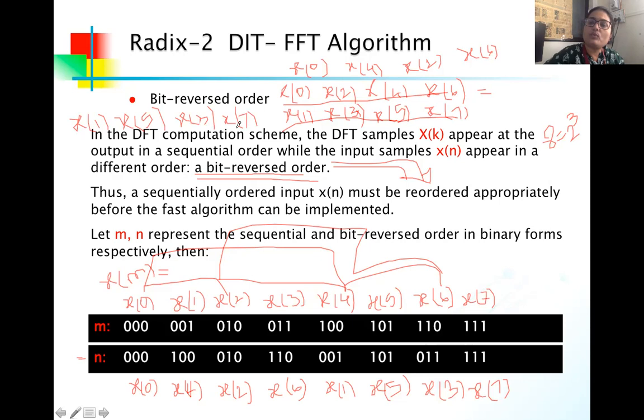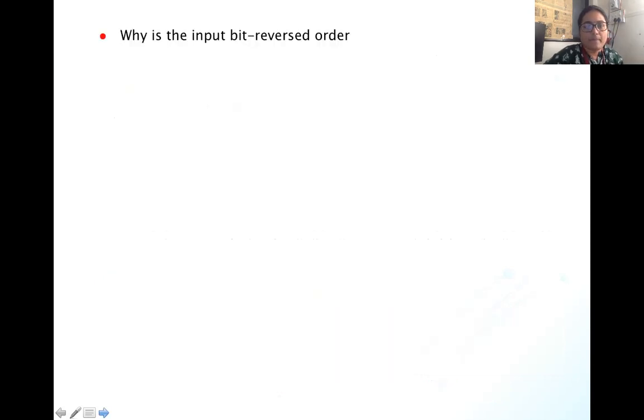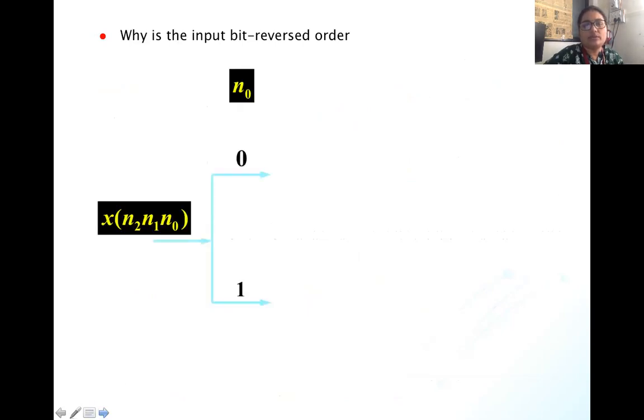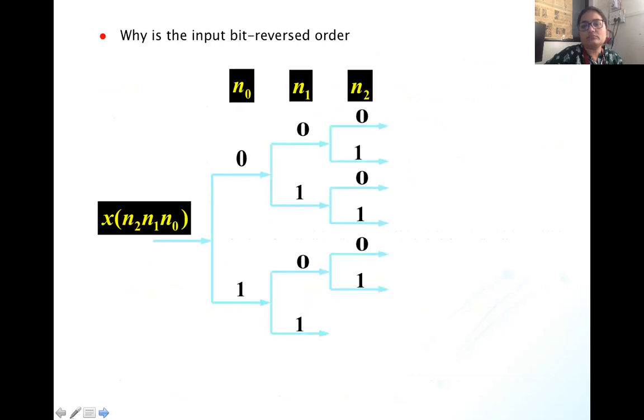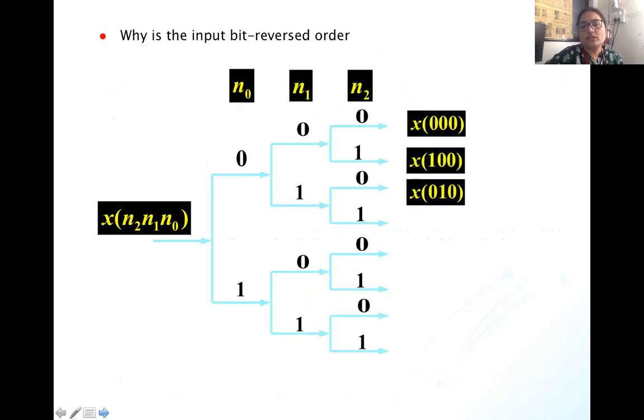So we are providing the bit reversed order of the input sequence to the algorithm, and the algorithm computes the DFT. The output of this algorithm is in sequential manner. This is called the DIT FFT algorithm. Why is the input in bit reversed order? Here it is explained.